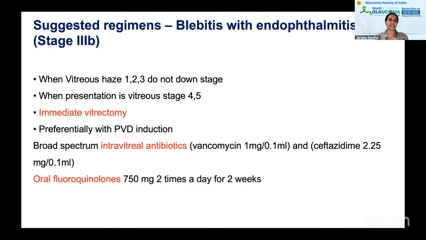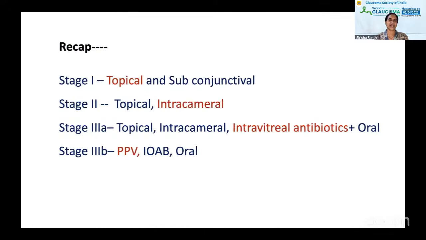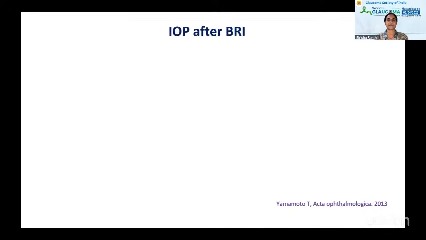And intravitreal antibiotics are also given, and oral antibiotics are also given. So just to recap, stage 1 is topical antibiotics. Stage 2 is topical and intracameral. Stage 3A is intravitreal antibiotics along with oral, and stage 3B is pars plana vitrectomy with intraocular antibiotics and oral antibiotics.